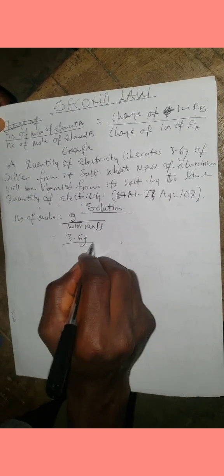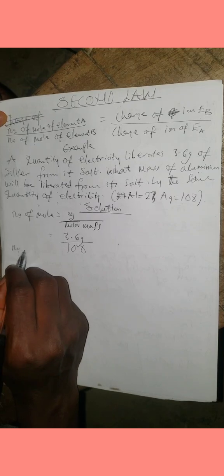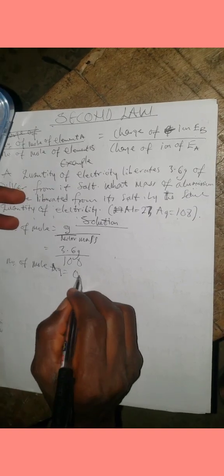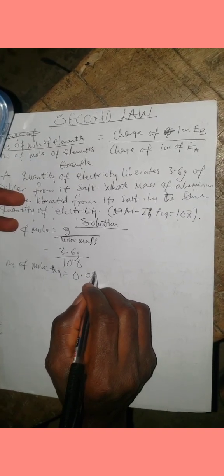So the quantity of electricity liberates 3.6 gram of silver. So this is for silver. You just say 3.6, which is already in gram, divided by the molar mass of silver, which is given here to be 108. So number of mole of silver, Ag, is 3.6 divided by 108. So you have it to be 0.03 mole.